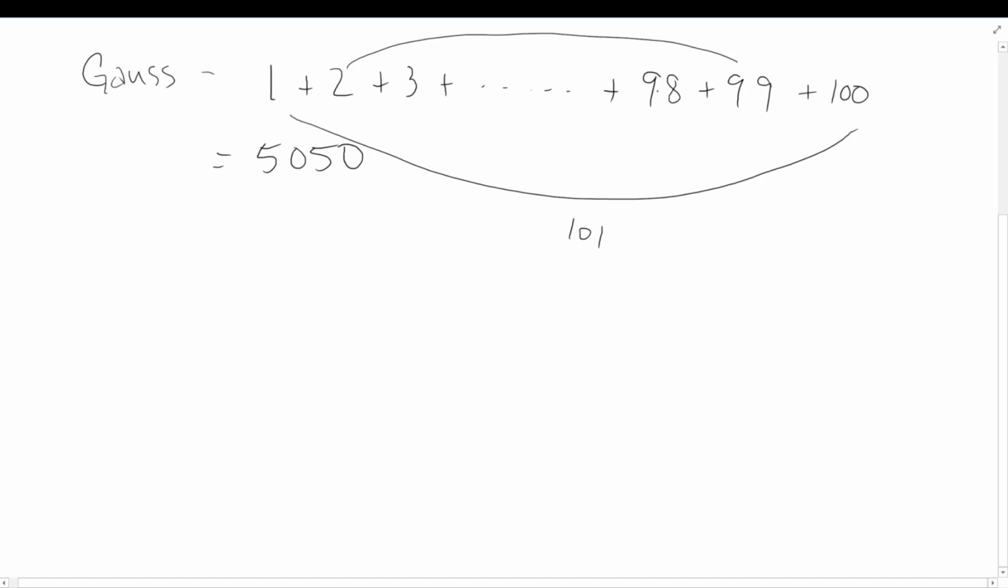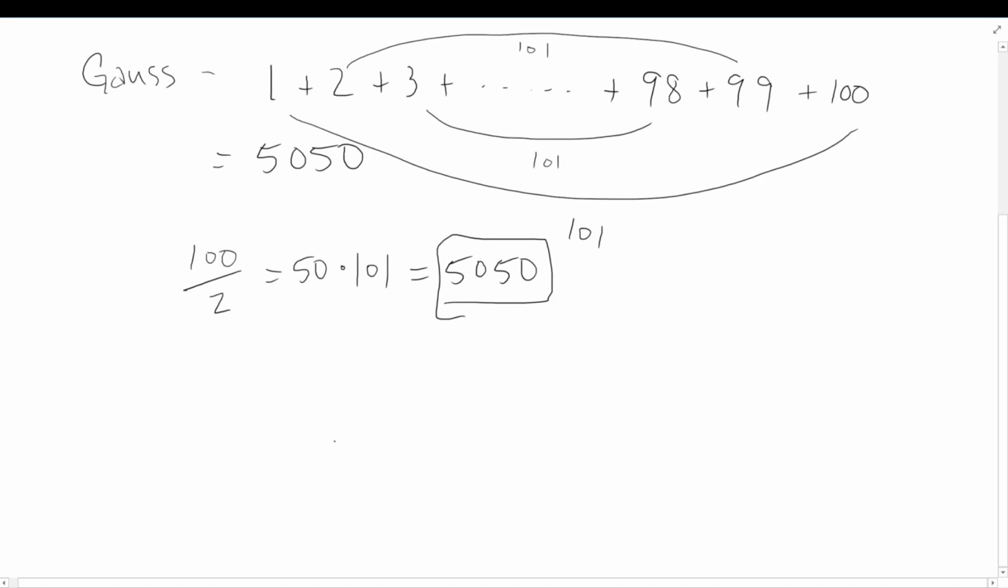And if you add the next two together, 2 plus 99, you get 101. And if you add 3 plus 98 together, you get 101. Now, how did you do this? Well, you did this by pairing numbers up. So how many pairs would there be? Well, there would be 100 divided by 2 pairs, which is 50 pairs. And if each one adds up to 101, then the total would be 5050.